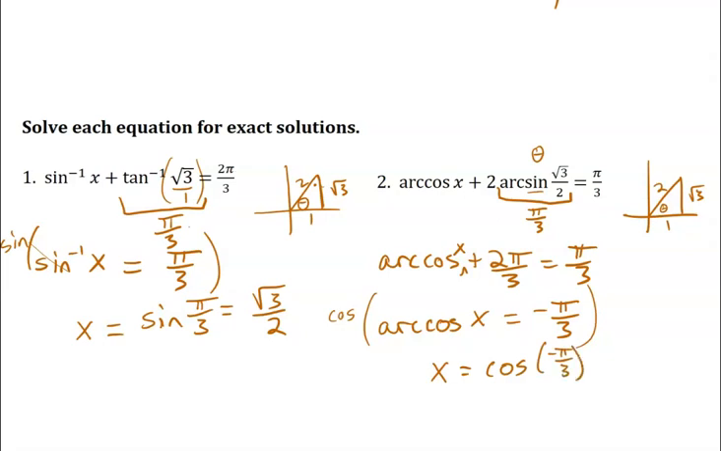Cosine of negative pi over 3 would be the same thing, but down here in quadrant 4. Cosine is equal to 1/2, and if we're going in the negative direction, we're in quadrant 4. Cosine is positive in quadrant 4, so I still have a ratio of 1/2.